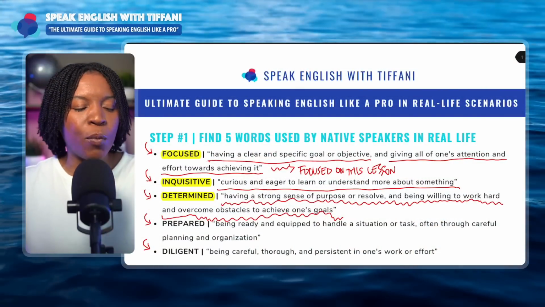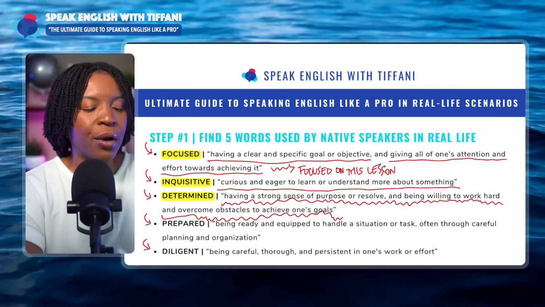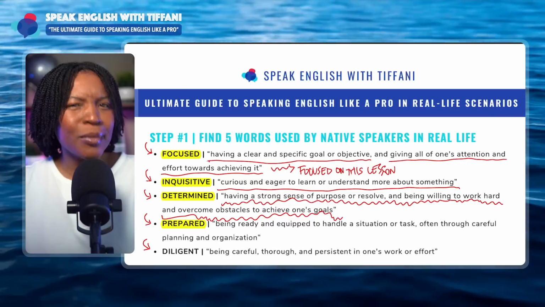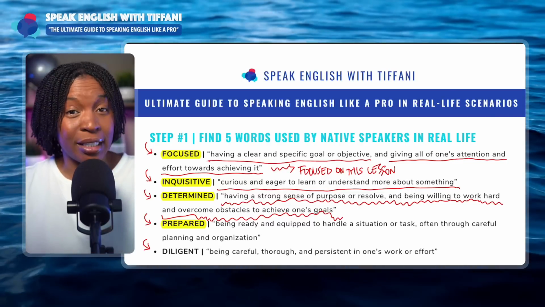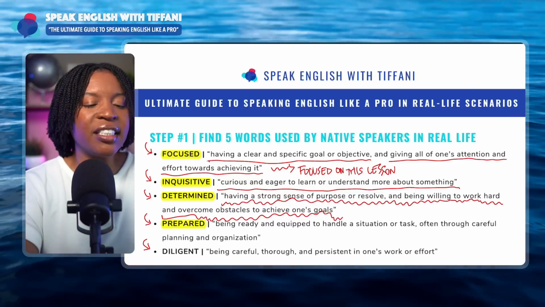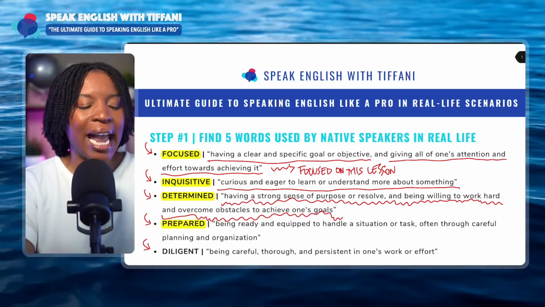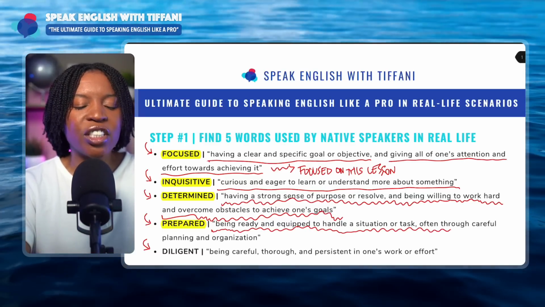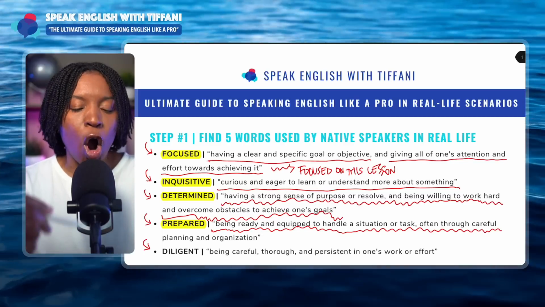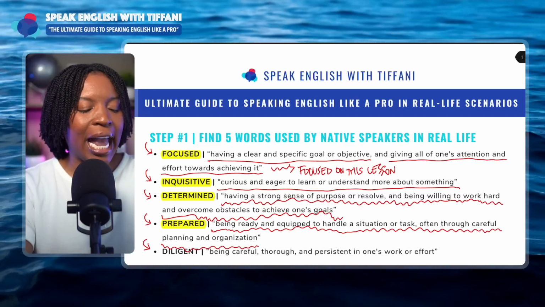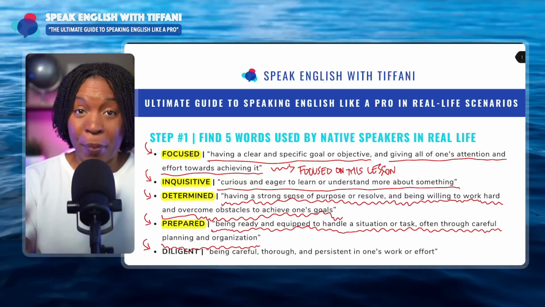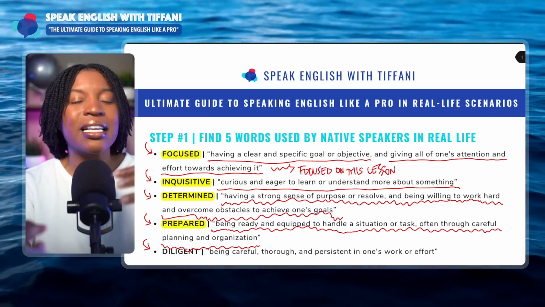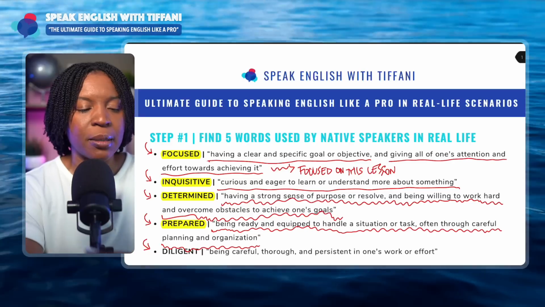Okay, look at the 4th word. Again, we're still on step 1. The 4th word that I found is prepared. Good. Again, prepared. Excellent. Again, step 1, you're finding the 5 words and writing the definition. Prepared means being ready and equipped to handle a situation or task, often through careful planning and organization. Prepared. Makes sense, right? Remember, this is the ultimate guide. So step one is first writing the definitions.